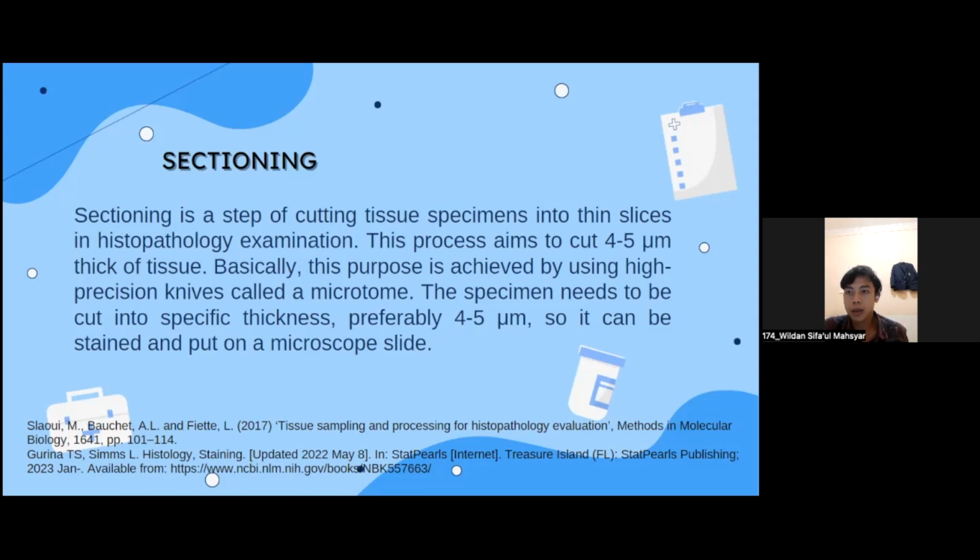Sectioning is a step of cutting tissue specimens into thin slices in histopathology examination. This process aims to cut 4 to 5 micrometer thick of tissue. Basically, this purpose is achieved by using high-precision knives called a microtome. Specimen needs to be cut into specific thickness, preferably 4 to 5 micrometers, so it can be stained and put on a microscope slide. There are two main categories of sectioning, paraffin and frozen sectioning.